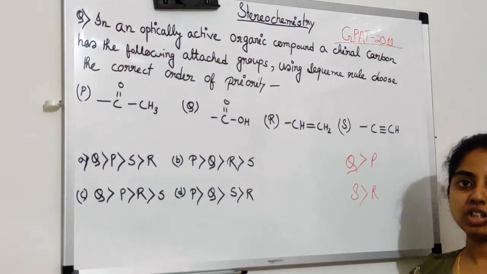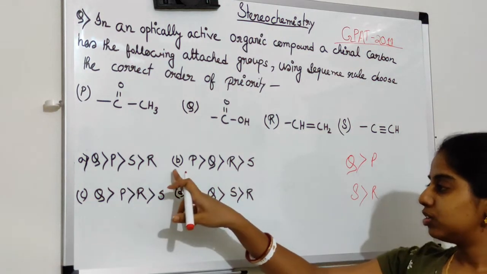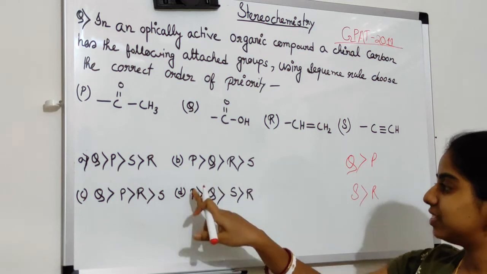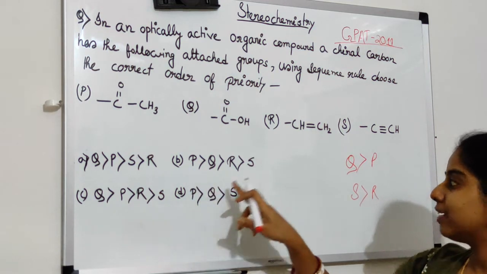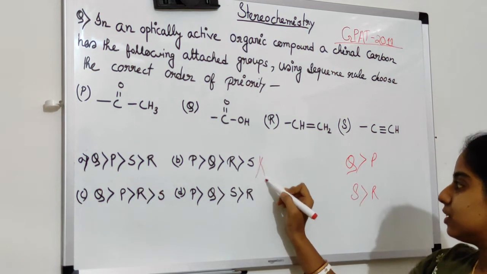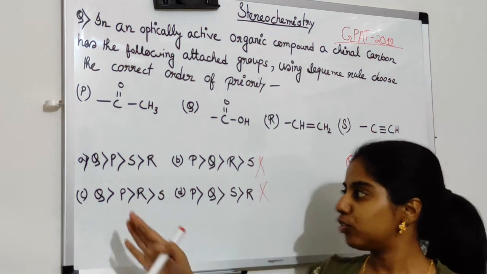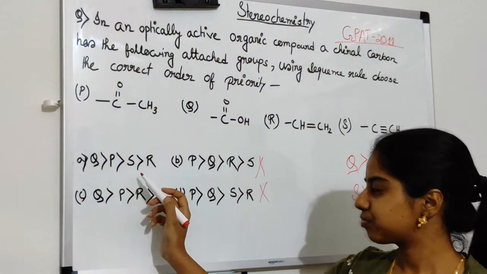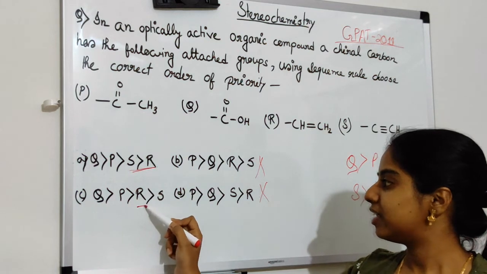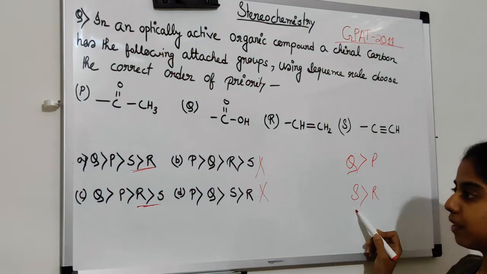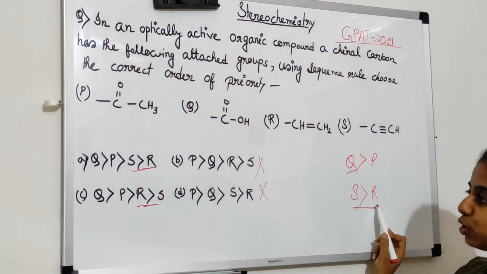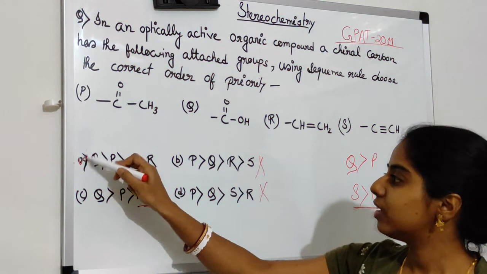Now coming to the options. These two options are not possible because here P is the prior group, and we all know that Q is the highest priority group here. So these two are not possible. Now coming to these two options, here S is prior to R, and here R is prior to S. But here we see that S is more prior as compared to R. So this is our right option.